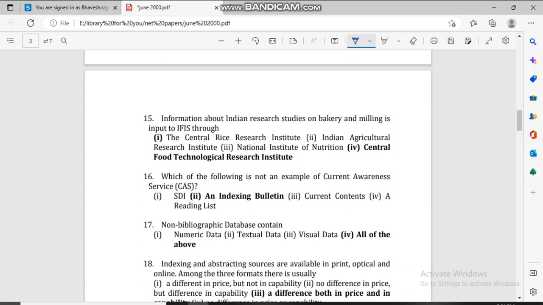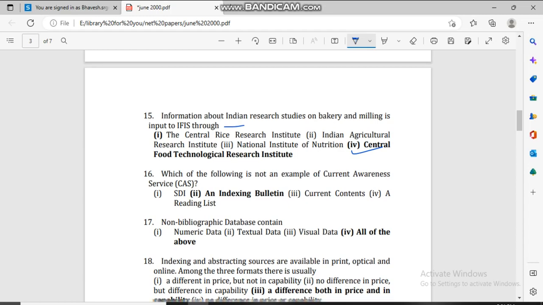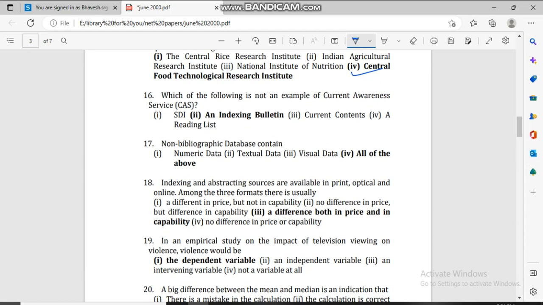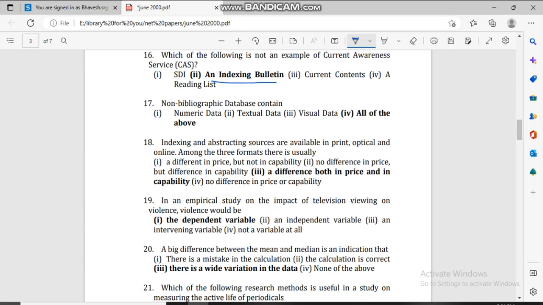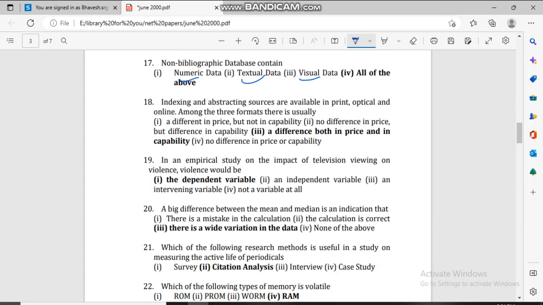Information about Indian research studies on bakery and milling is input to IFIs through Central Food Technological Research Institute. Which of the following is not an example of current awareness service? That is indexing bulletin. Non-bibliographical databases contain all of the above, that is numerical data, textual data and visual data. Indexing and abstracting sources are available in print, optical and online.